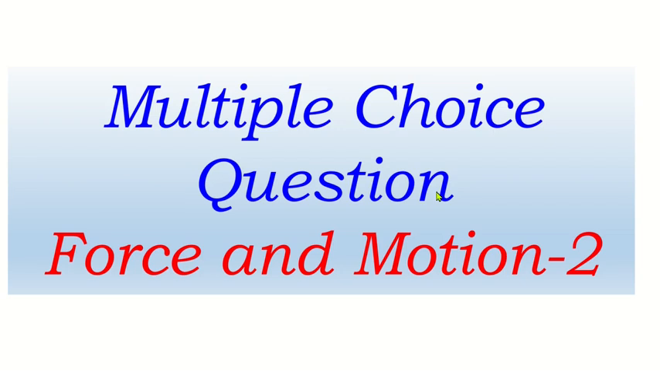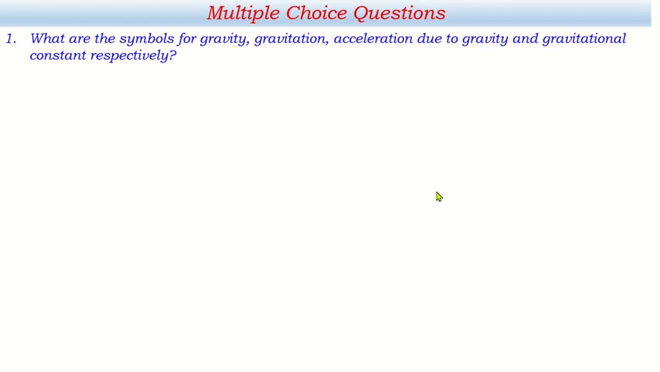We are continuing the multiple choice questions related to the chapter Force and Motion. This is part 2. Or we can also say it is related to the Gravity and Gravitation chapter. Let's have the question. This is the second part. What are the symbols for gravity, gravitation, acceleration due to gravity and gravitational constant respectively?